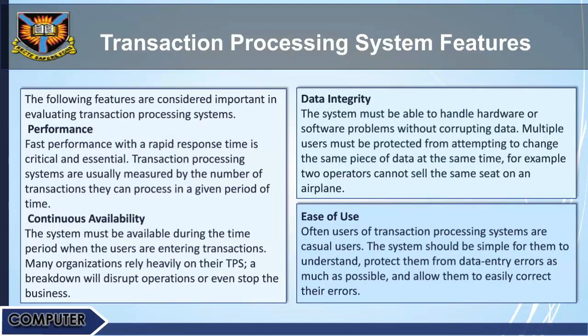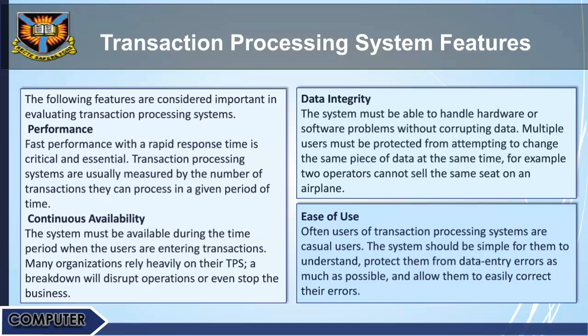Transaction processing system features. The following features are considered important in evaluating transaction processing systems. Performance. Fast performance with a rapid response time is critical and essential. Transaction processing systems are usually measured by the number of transactions they can process in a given period of time. Continuous availability. The system must be available during the time period when the users are entering transactions. Many organizations rely heavily on their TPS. A breakdown will disrupt operations or even stop the business.